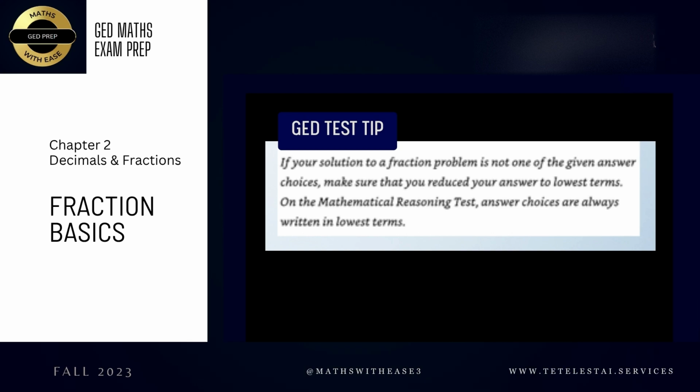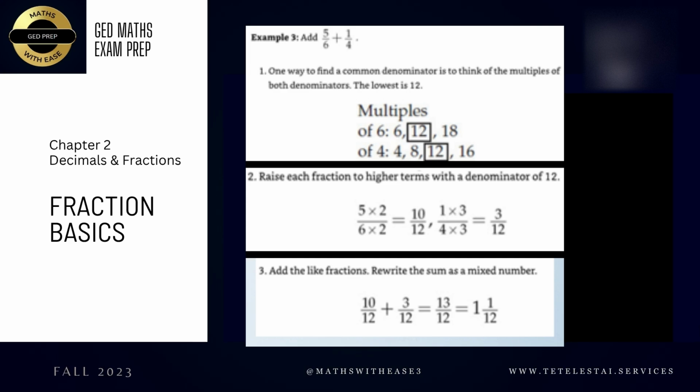All right, so here we're being asked to add 2 unlike fractions, right? 5/6 plus 1/4. The denominators are not the same. Okay, so the first thing you want to do is find a common denominator.